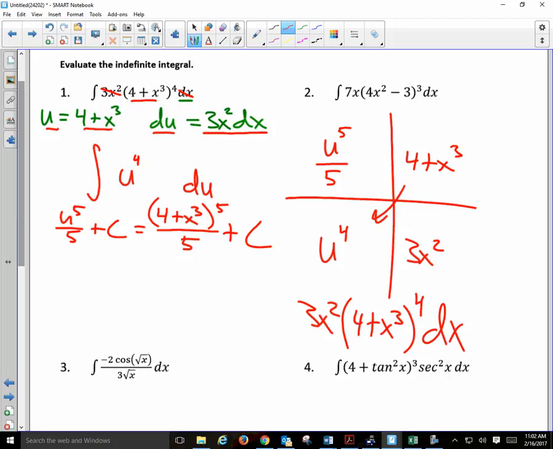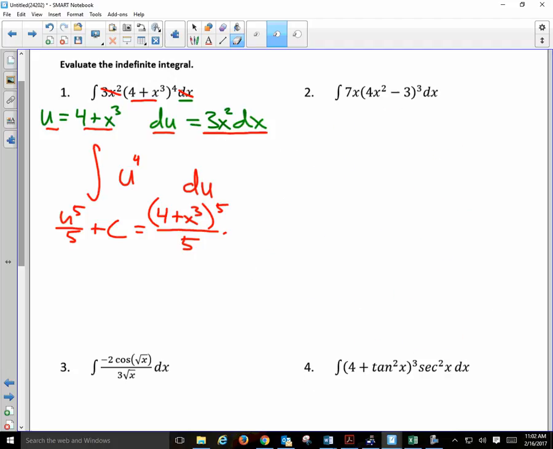Kaylee? Well, sure, yeah. No. I'm confused as well. I'm not quite sure exactly where the question is. Yeah? Yeah, that's what we did right here, right? The antiderivative of u to the 4th is u to the 5th over 5.